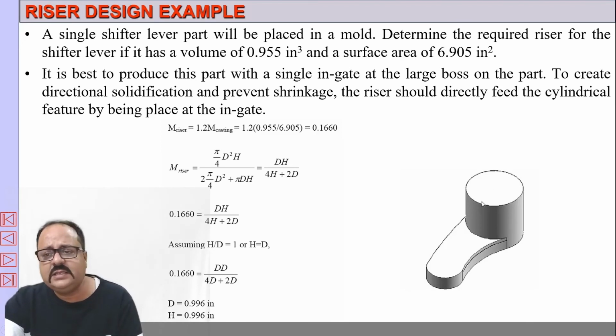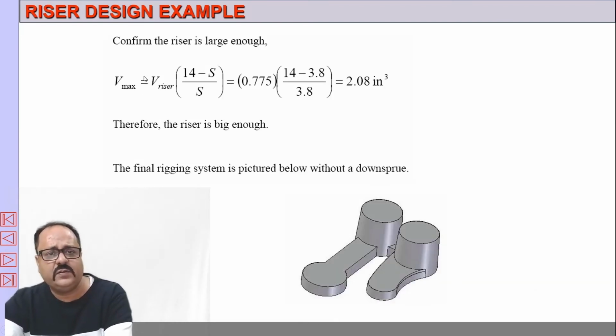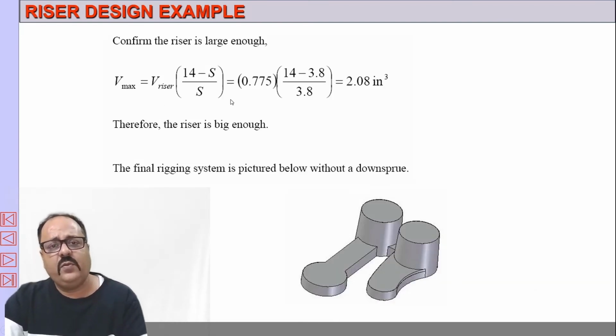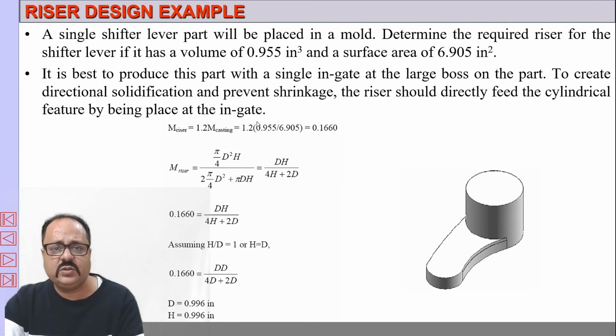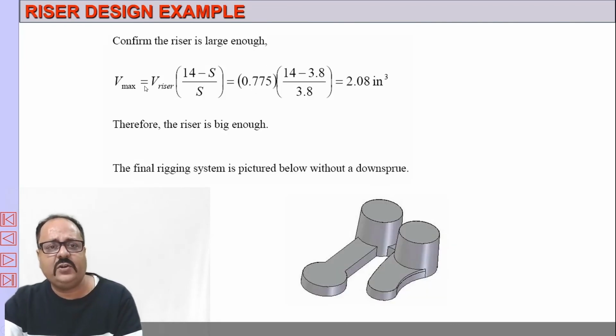Now whether this riser volume is enough to compensate for this volume, we can check in this manner. We can check out the Vmax by the formula considering this aluminum alloy. So S is 3.8, so V riser is this, and it comes out to be 2.08 inch cube. So this 2.08 inch cube is much more than 0.955. Therefore enough volume of material is there in the riser to compensate.